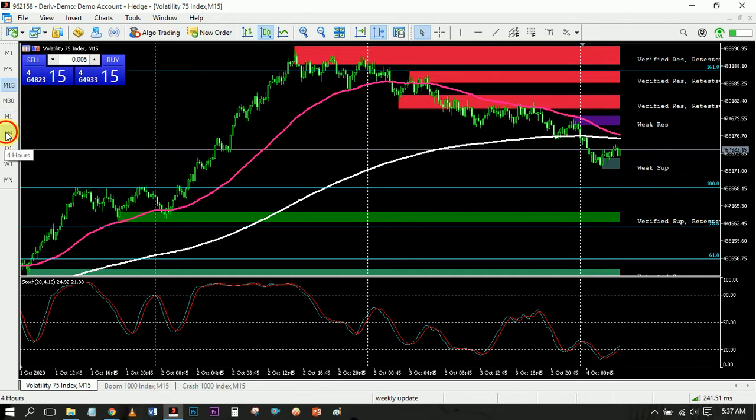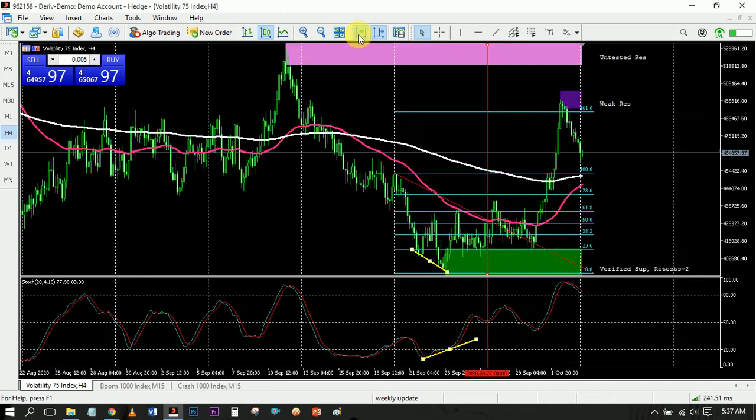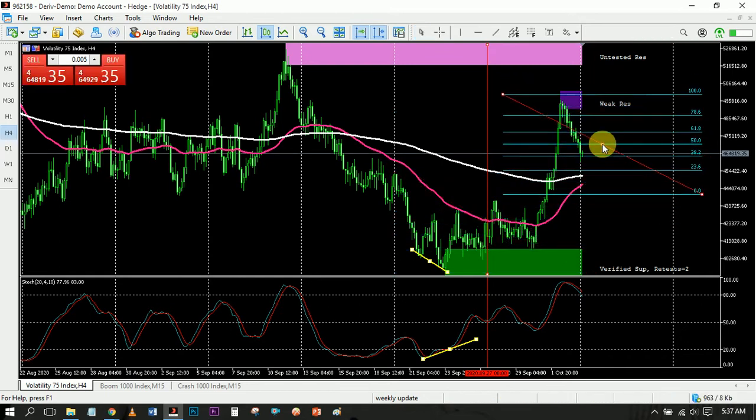So let's just have a quick look at what we should expect for this week. Alright, so let's look at what we should expect for this week. So let's draw our fib for the week.